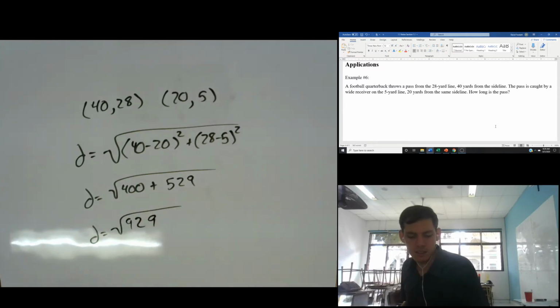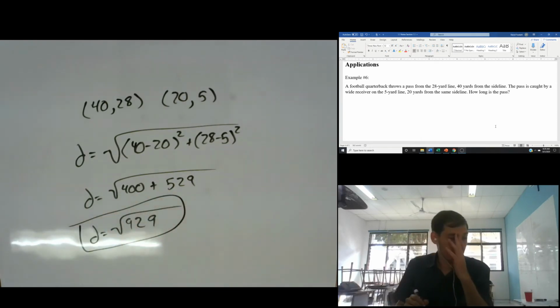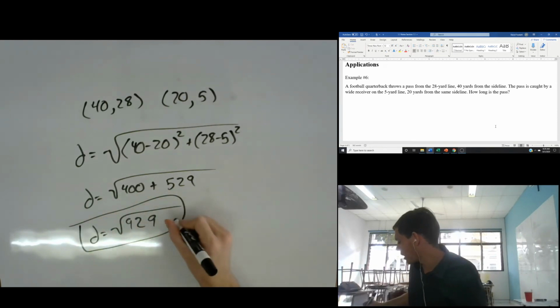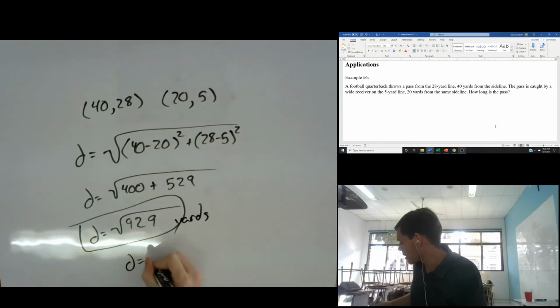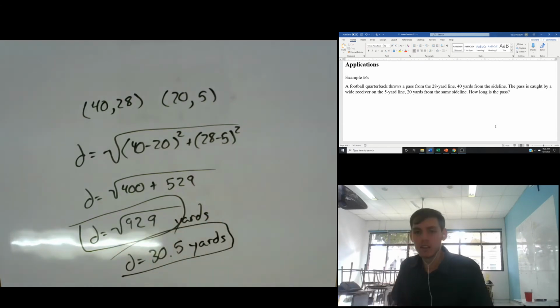and double check our math. Nope, so there's no perfect square, so that would be our answer. And you would say yards. Now, it might want you to estimate, so you would say 30.5 yards. Okay.